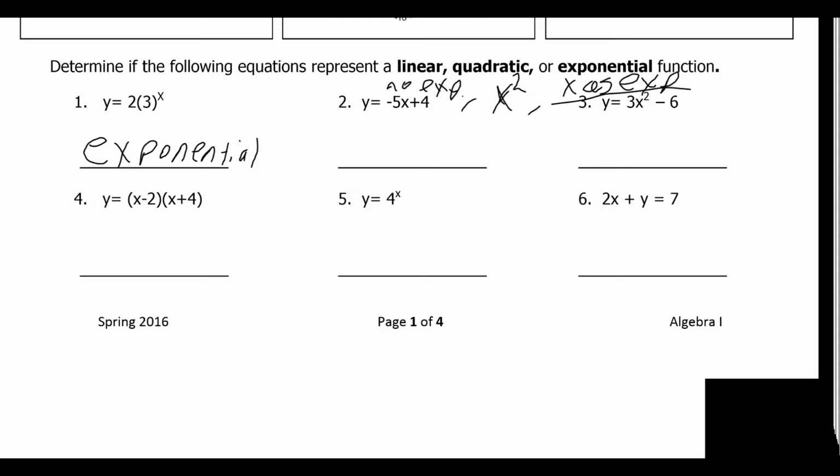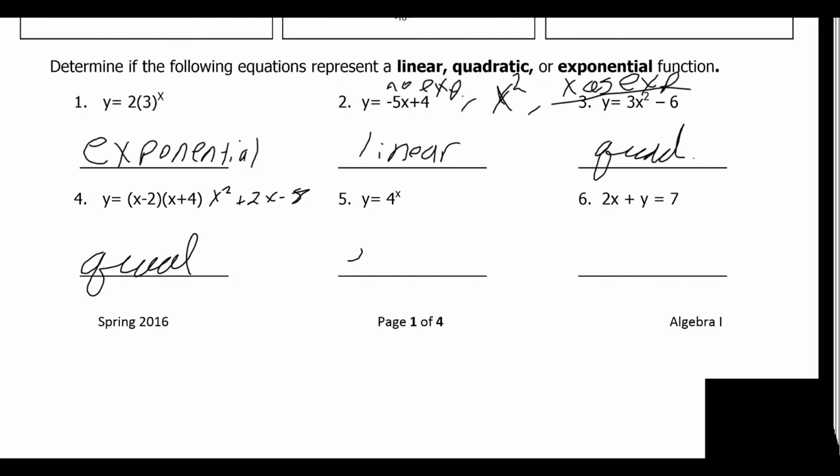Number 2. No exponent. That means it has to be linear. Number 3. There's an exponent of 2. That means it's quadratic. Now, number 4 is a trick question. After you do your FOIL on that one, you wind up with x squared plus 2x minus 8, which, as we all know, is a quadratic.